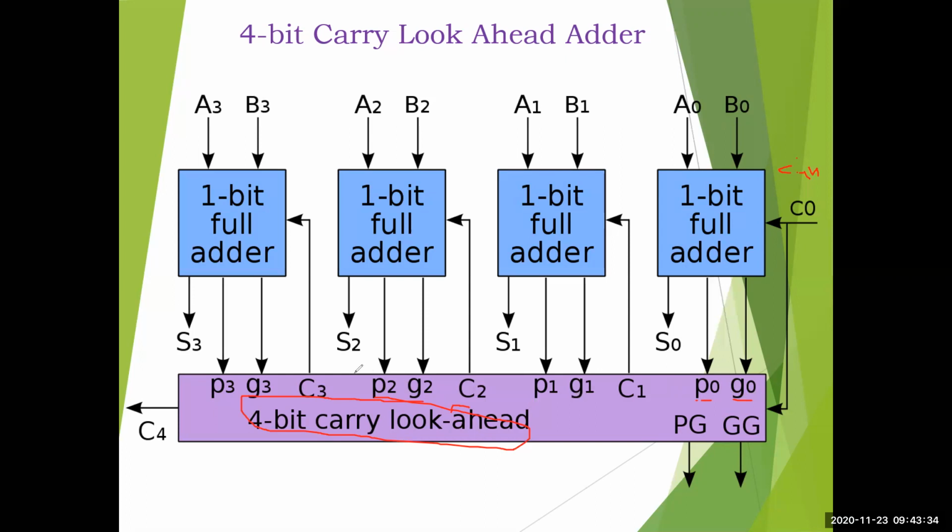Then p1, g1, p2, g2, p3, g3. These are the propagate and generate signals. First we have to generate them, then we write the carries c1, c2, c3 and c4. c4 is the final output, the c out. So c0 to c4 are there. c0 is the initial c in, normally 0, and c4 is the final c out from the 4-bit full adder, and these are the sums s0, s1, s2, s3; it depends on how many bits you are using. Fine, so this is the block diagram for the 4-bit carry look ahead adder.